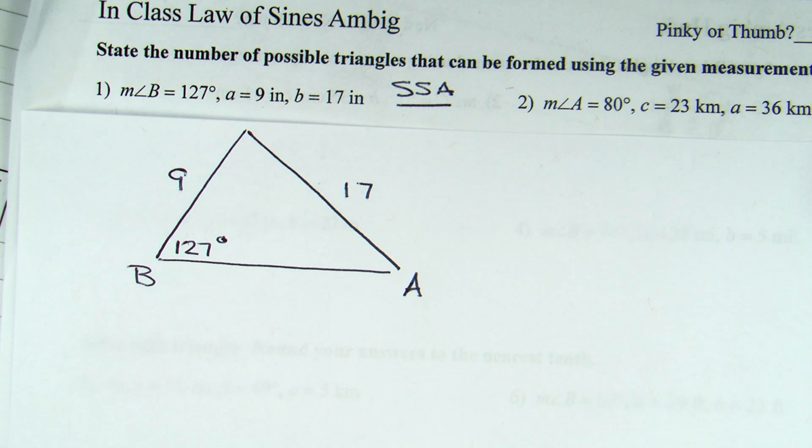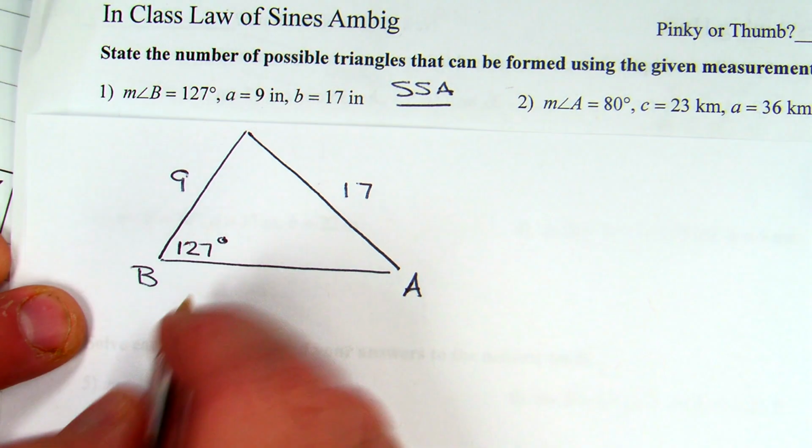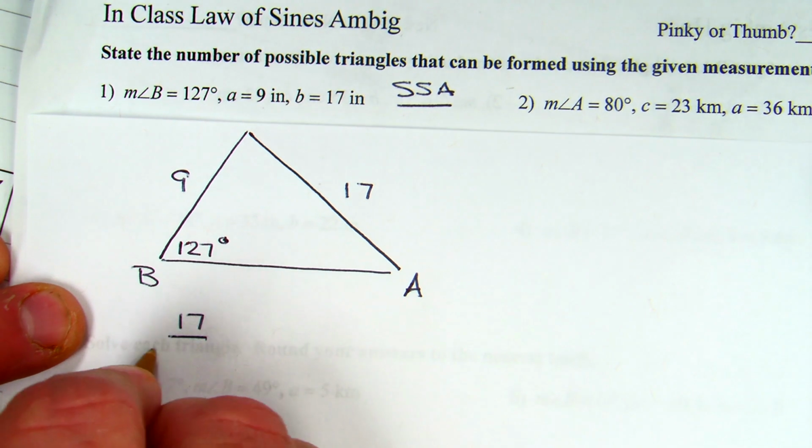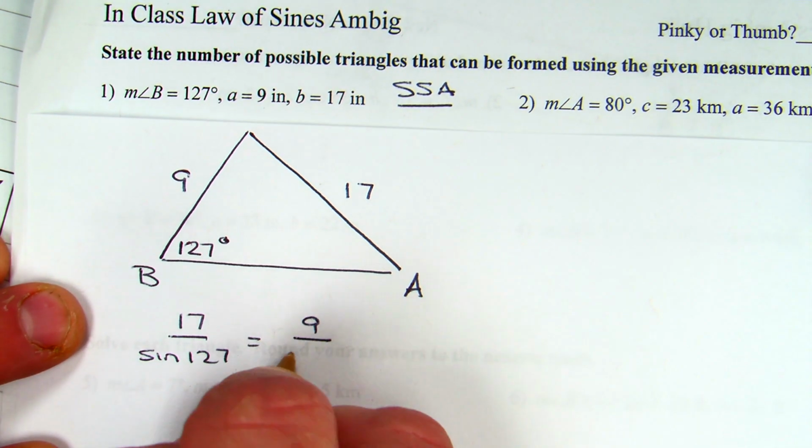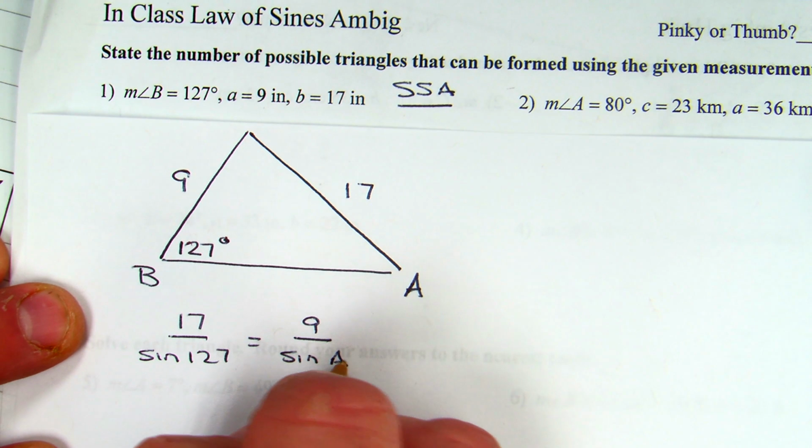Okay. Make sense? Okay, so law of sines kicks in. We're going to take the 17, put it over the sine of 127. We're going to take the 9 and put it over the sine of A.